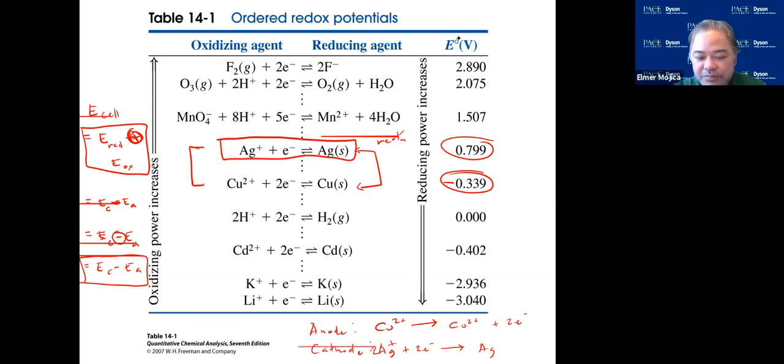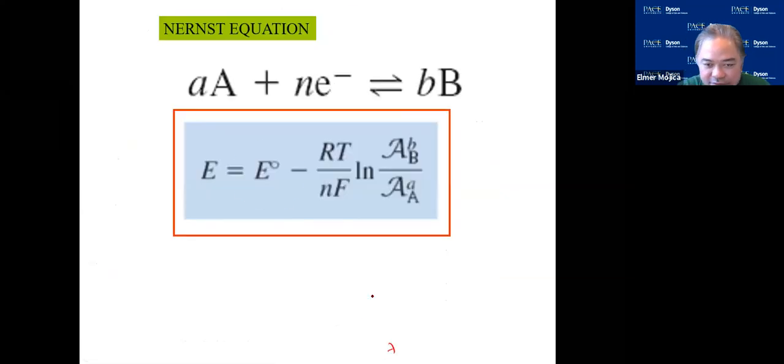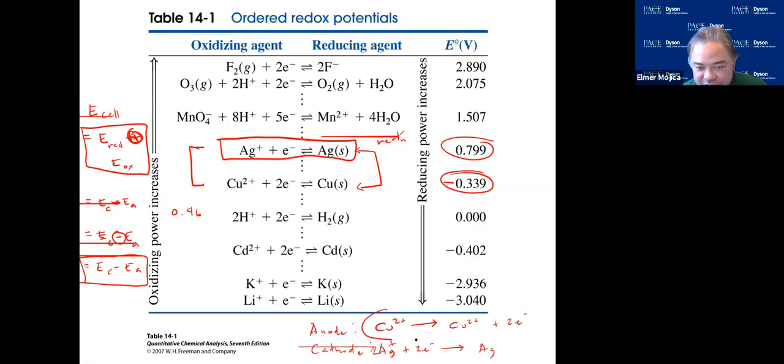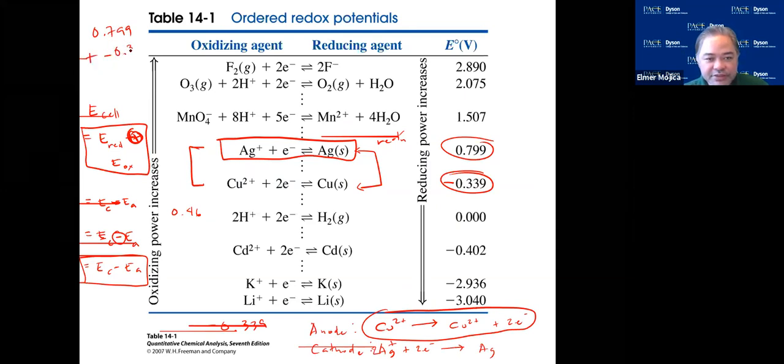So if we're going to do it, you have 0.799 minus 0.339. So you have there 0.46. Now, how is this going to be the same with that one? So usually when you make it into this one, this is an oxidation. What happened? You change the sign. So if you're going to make it into an oxidation, it becomes negative 0.339. So if you're going to use this one, the value that you have is 0.799, plus negative 0.339.